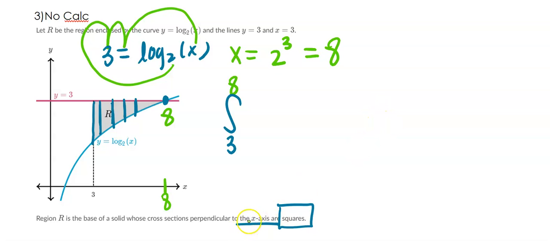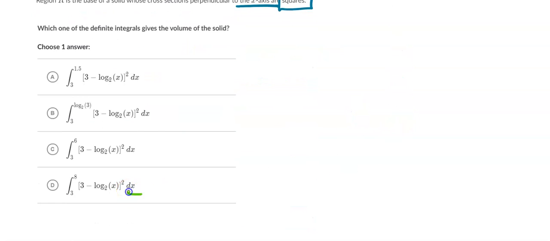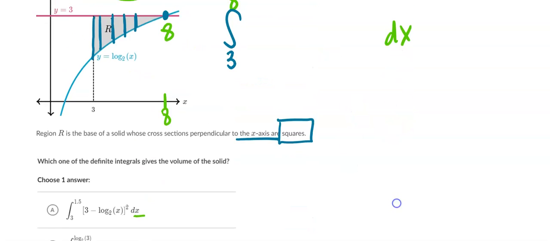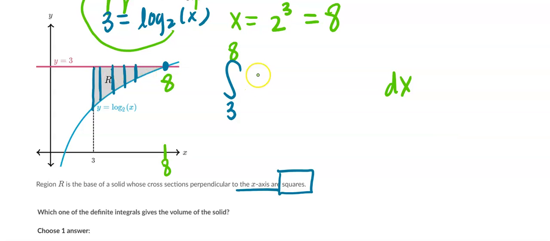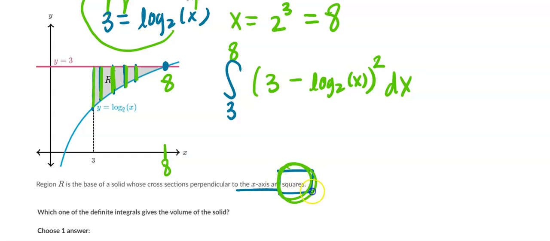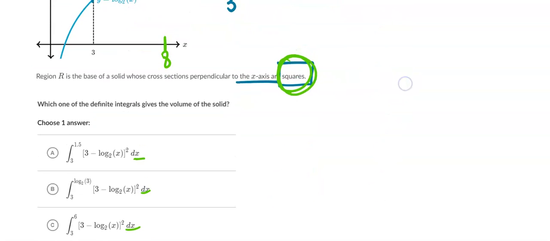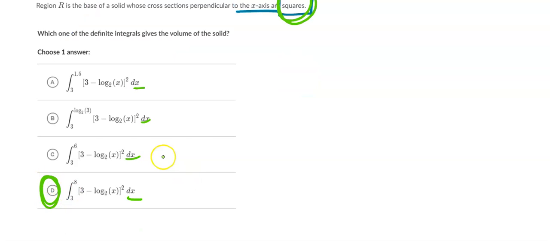Because we're doing cross sections that are perpendicular to the x-axis, that means we're going to have a dx for our variable of integration, as we see here. We are doing our upper function, which is 3, minus our lower function, which is log base 2 of x. And that represents sort of the width of each of our rectangles. Their height is just going to be the same thing because they were squares. So then we're just squaring that integrand, which looks like option D.